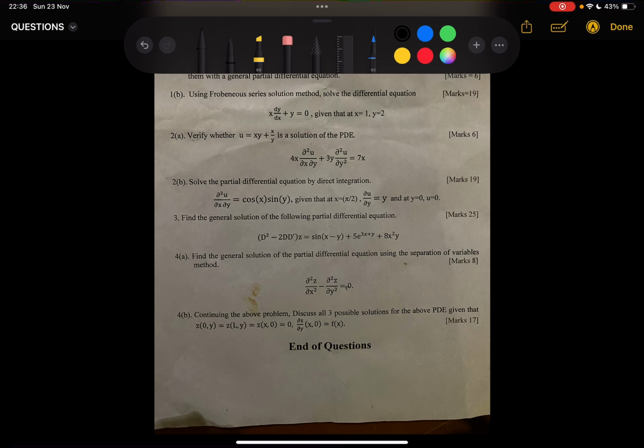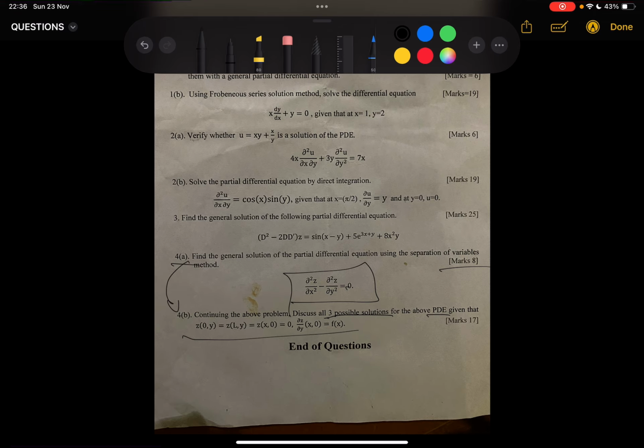So for 4A, they are saying find the general solution of the partial differential equation using the separation of variables method. So this is the PDE that we have. It's just 8 marks. We're going to find the general solution, and then this is a continuation for 4B, which states: continue the above problem, discuss all the 3 possible solutions for the PDE given these conditions. So let's start with A, just find the general solution for this PDE.